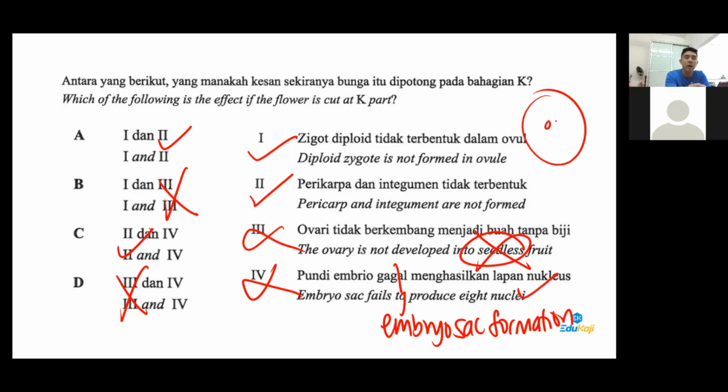Let me draw for you. 1, 2, 3, 4, 5, 6, 7, 8. 3 antipodal cells, 2 synergid cells, 1 egg cell, and then these 2 are the polar nuclei. So these 8 are the ones they are referring to. So even with or without double fertilization, there are already those 8 nuclei. So answer is definitely A. Confirm A.